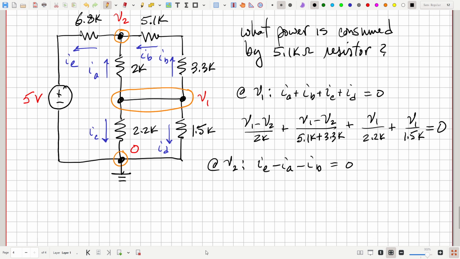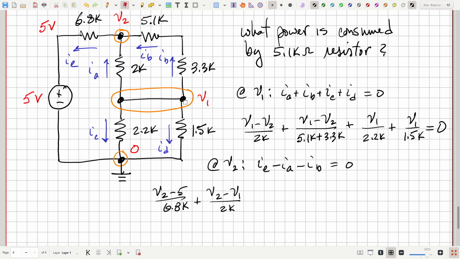And what does that look like? Let's see, IE would be V2. What is this voltage? Well, because we chose the negative terminal of the voltage source as our reference, then we know immediately that up here we've got 5 volts. So we can say V2 minus 5 over 6.8K. Then here, minus IA, well, we can write it directly as V2 minus V1 over 2K. Right? Which is just the negative of this term right here, V1 minus V2 over 2K.